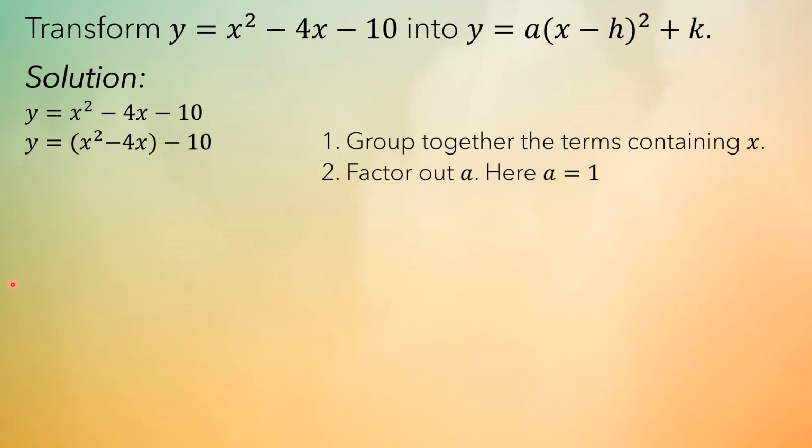Next is to factor out a. Here, a is equal to 1, or yung value ng x squared is 1. So, ganun na lang din yung kalalabasan niya, wherein yung 1 ay nandito sa labas.